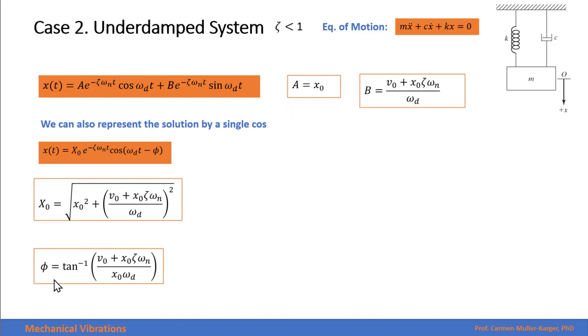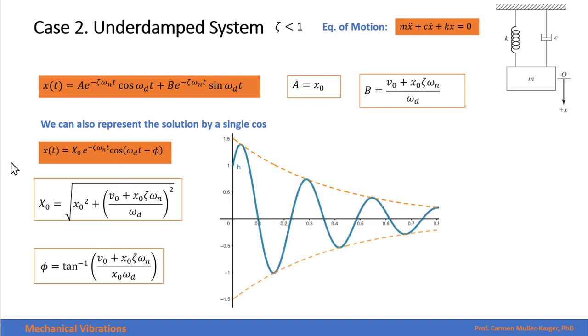And again, the phase angle will be the inverse tangent of B over A. And if we graph this expression, we'll have this form. As you see here, the amplitude is not constant. It diminishes with time because the system is losing energy. That energy can be transforming into heat.